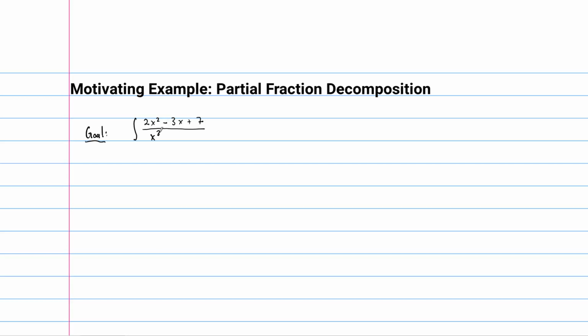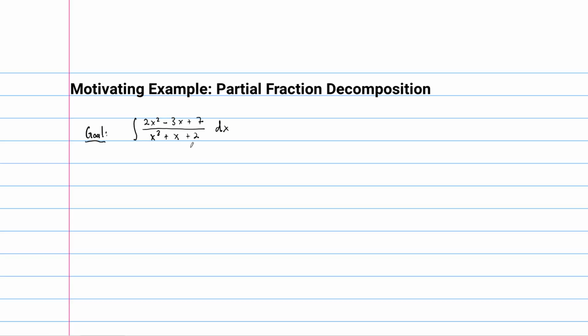So here's the integral. It's the integral of the rational function 2x squared minus 3x plus 7 over, in the denominator, x cubed plus x plus 2 dx, and we want to find the antiderivative of this. It's really not clear what to do. It's not in a form that looks conducive to a trig substitution.